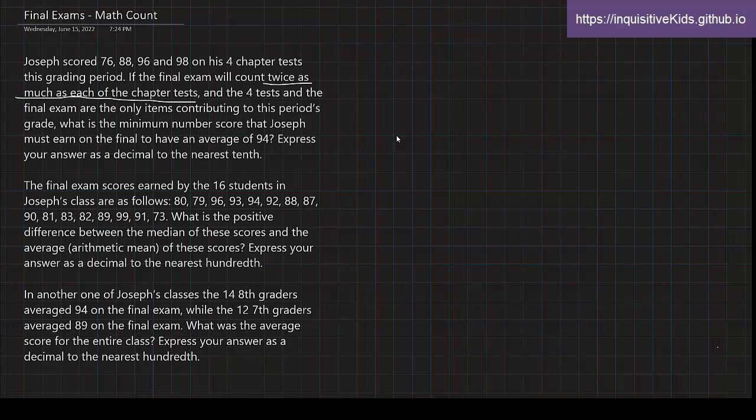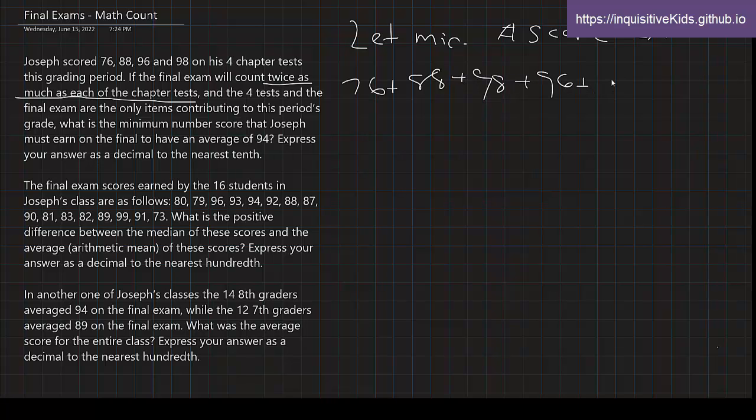Okay, so we know that the final exam will count twice as much as each of the chapter tests. But we don't know the minimum score, so we could just let that number score equal x. That's a variable. So 76 plus 88 plus 98 plus 96, and since we need 2 x's, so 2x, because it's double the value, divided by 6 is equal to 94.